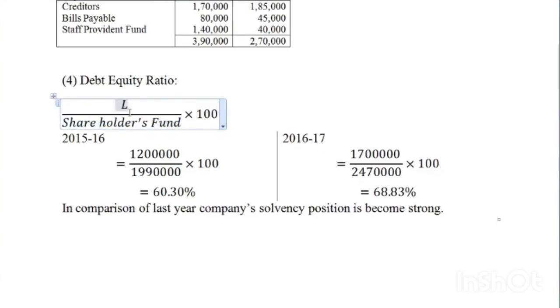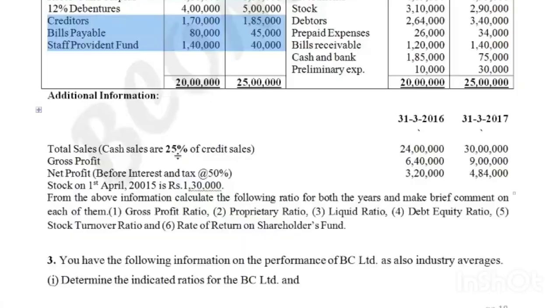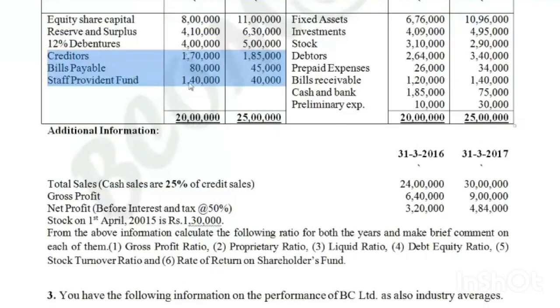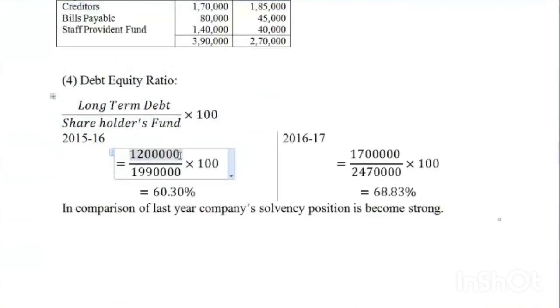Long term debt upon shareholders fund into 100. If you multiply with 100, your answer is in percentage. If not, then it is in proportion. So what is long term debt? We have long term debt as debenture only. So 4 lakh is your long term debt.